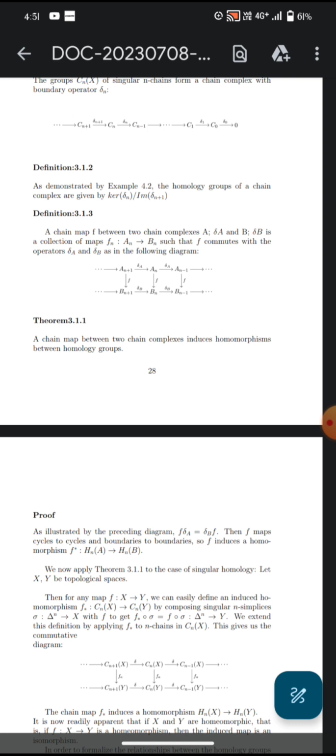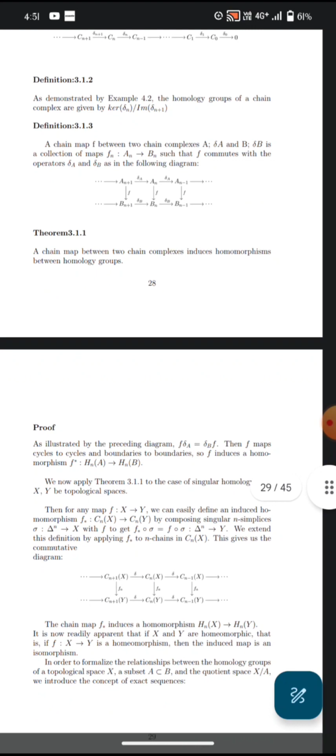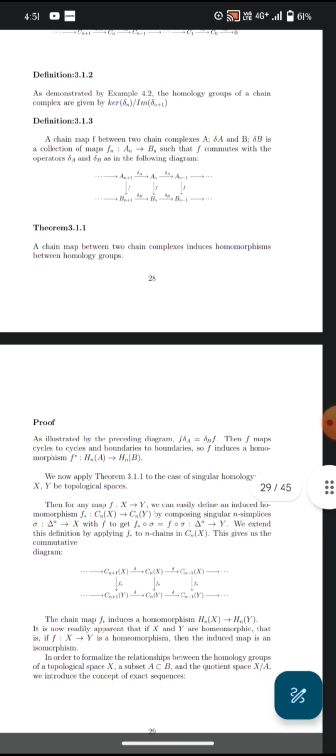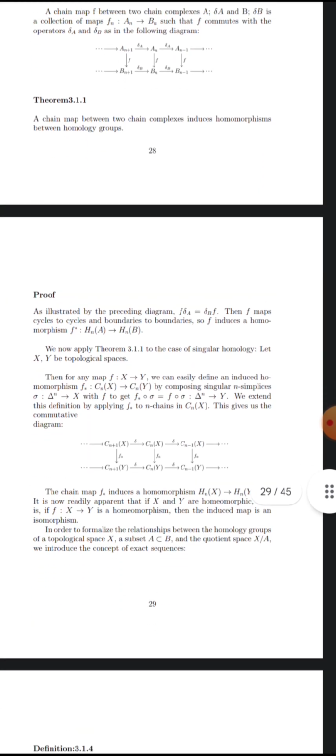Next definition, a chain map f between two complexes A with delta A and B with delta B is a collection of maps fn from An to Bn such that f commutes with the operators delta A and delta B in the following diagram. Next theorem, a chain map between two chain complexes induces a homomorphism between homological groups.